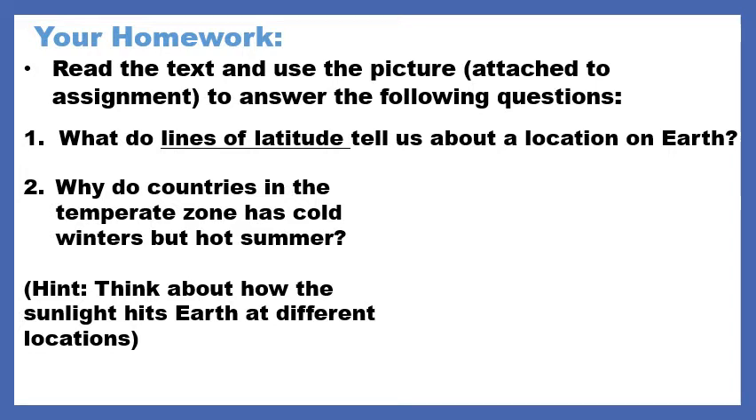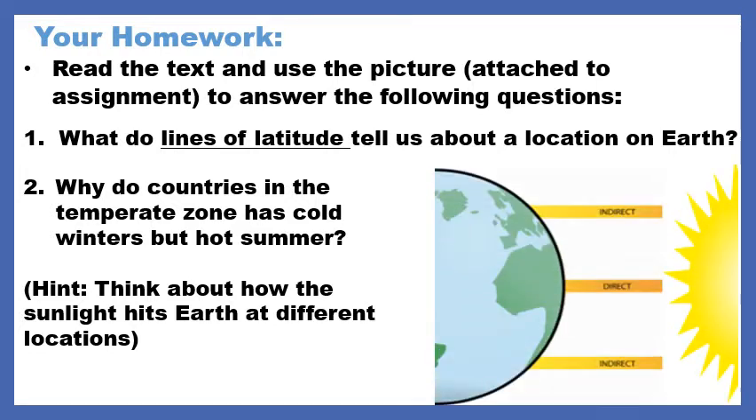And a hint for this question is to think about how sunlight hits Earth at different locations. Remember, sunlight is going to hit indirectly, which means kind of off target, or directly, which means spot on. And there's going to be a temperature difference if the sunlight is hitting directly versus indirectly. Directly, you're going to have warmer temperatures. Indirectly, you're going to have colder temperatures.